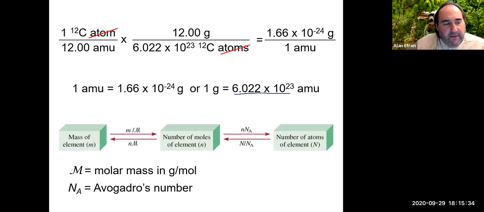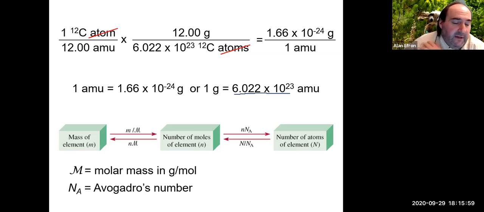Oftentimes though, people do some not the greatest things, I guess is the best way to put that. For some reason, people learn Avogadro's number and they feel like they should use it in every calculation they ever see, because why else would the instructor make me learn this number if I don't have to use it in every single calculation? So just be clear that you should not use Avogadro's number in every calculation you ever do.